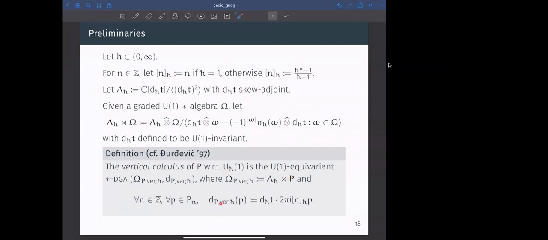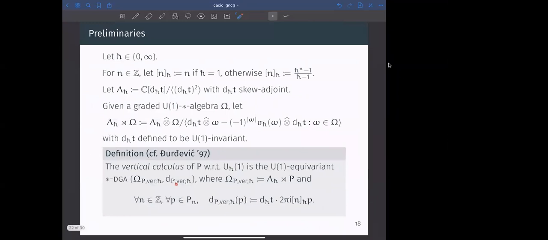And now what's your vertical derivative? Well, if p is in the nth isotypical subspace of P, you define the vertical derivative of p like this. So when h bar is equal to 1, this is the usual Lie derivative by the infinitesimal generator of the U1 action. But if h bar is not equal to 1, you get something a little subtler. So we'll consider this entire family.